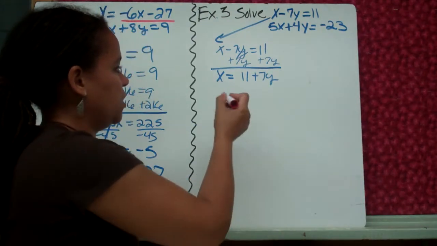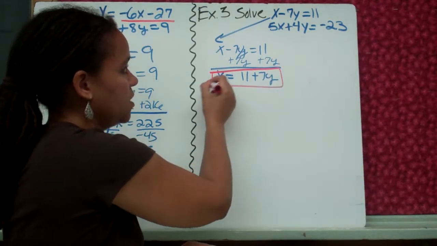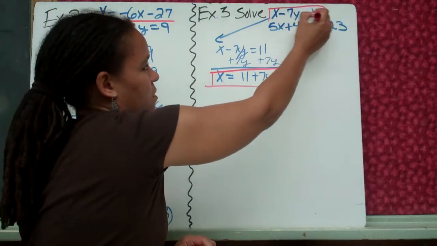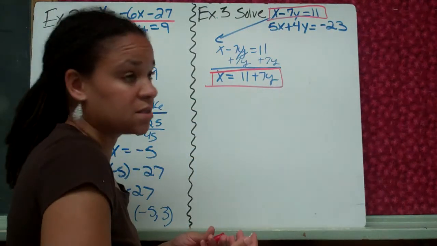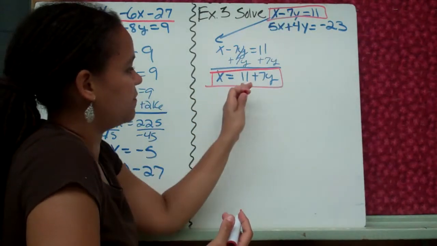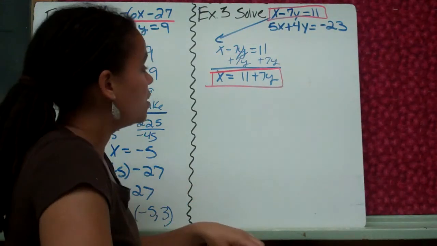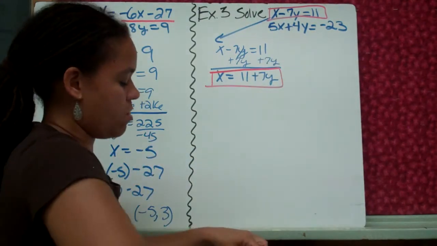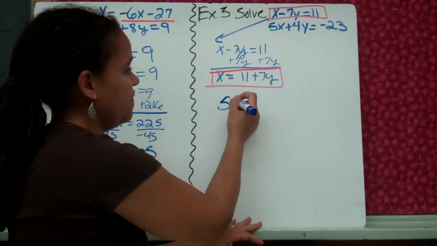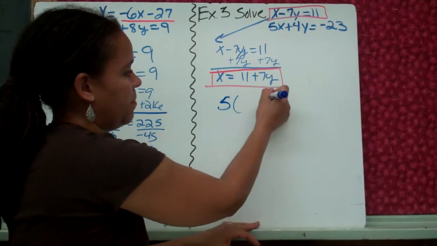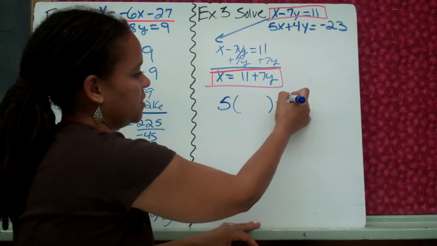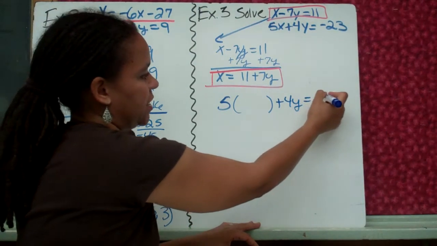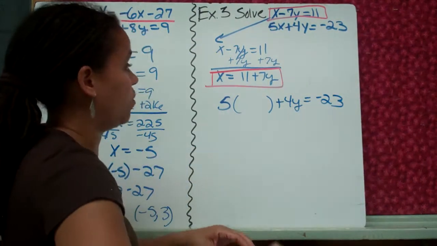So this equation here is the same as this one. It's just solved for x. So I've replaced that one in a sense for this one that's solved for x. So now we're going to start with our equation 5x. Instead of x, I'm going to put this in. Plus 4y equals negative 23. So that's our second equation.